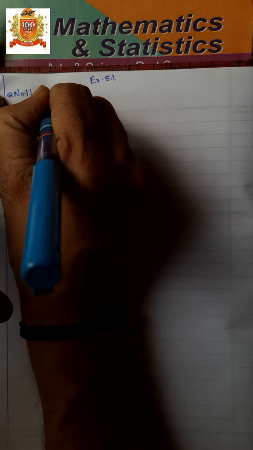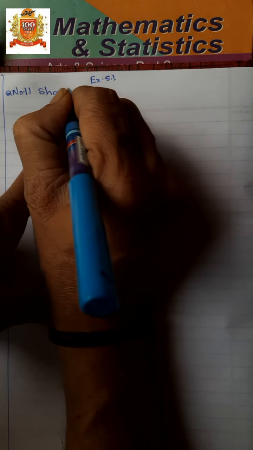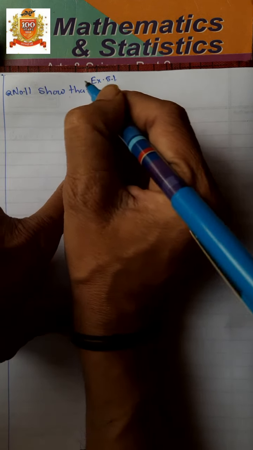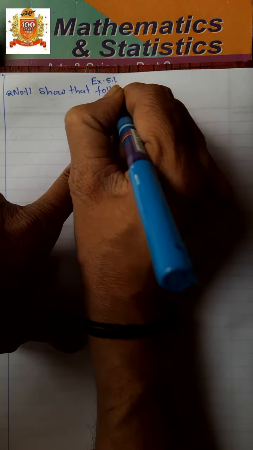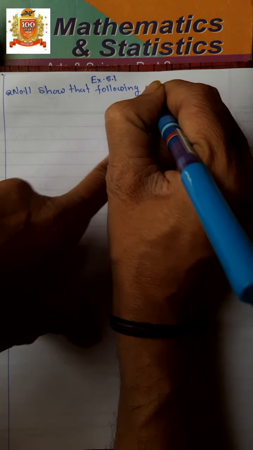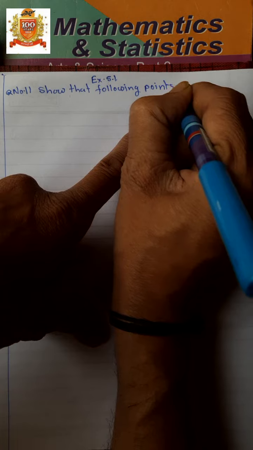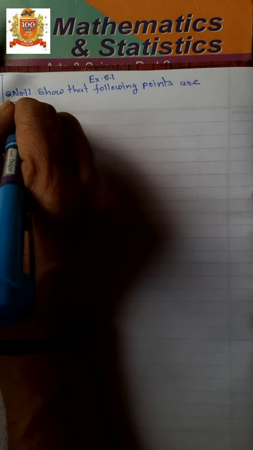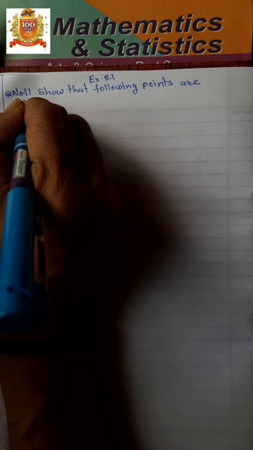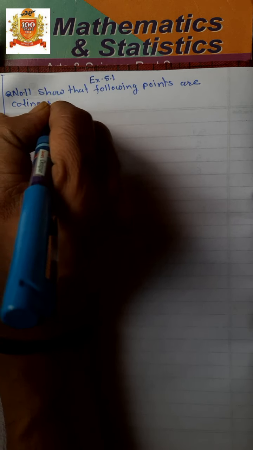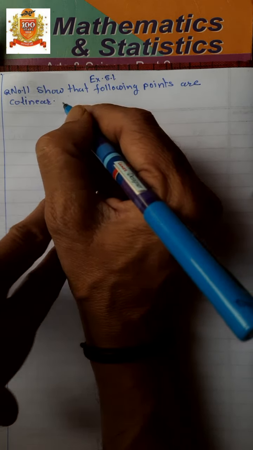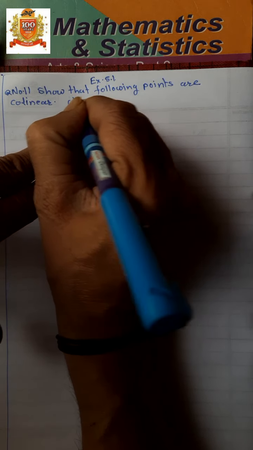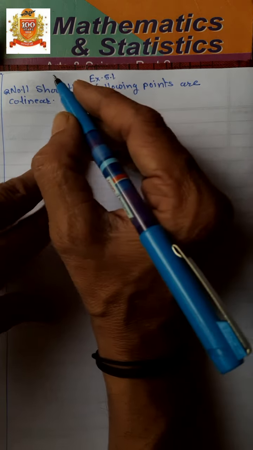Let us see exercise 5.1, question number 11. Show that the following points are collinear. There are two questions. First question we will solve. Second question, try to solve yourself.